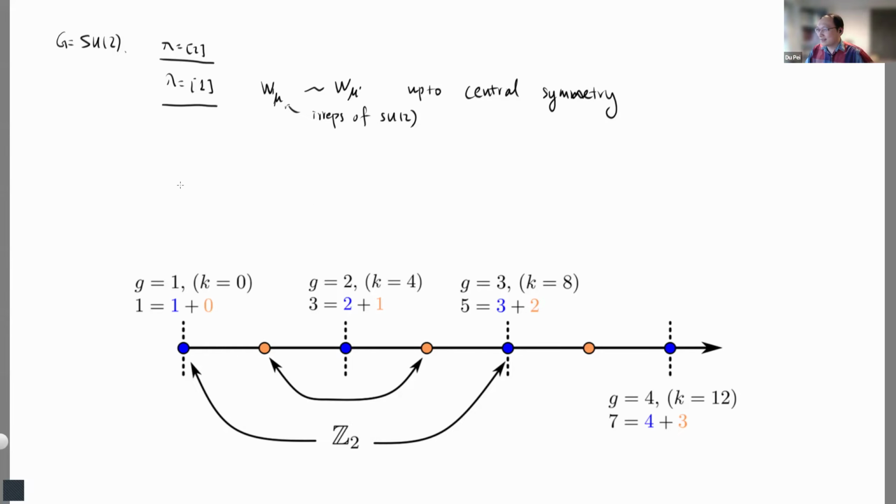So here, for genus g, what's going on is that the Chern-Simons theory has gauge group SU2, but it also has a level. The level is 4 times (2g minus 2).